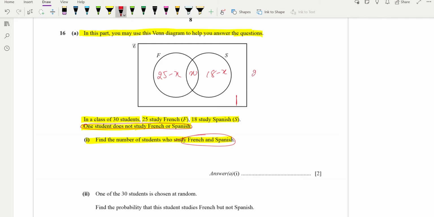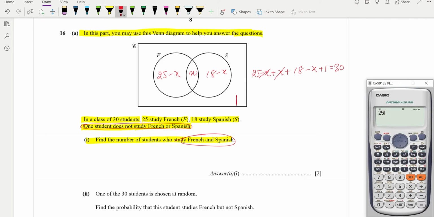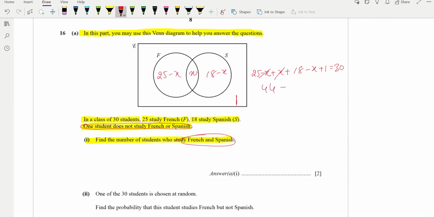So we can form the equation: 25 minus x plus x plus 18 minus x plus 1 is equal to 30, which is the total number of students. Now we can cancel these two, and we get 25 plus 18 plus 1 is equal to 44. So 44 minus x is equal to 30. So x is equal to 44 minus 30, which is 14. So the x value is 14. It means this intersection part is 14, which we have shown.